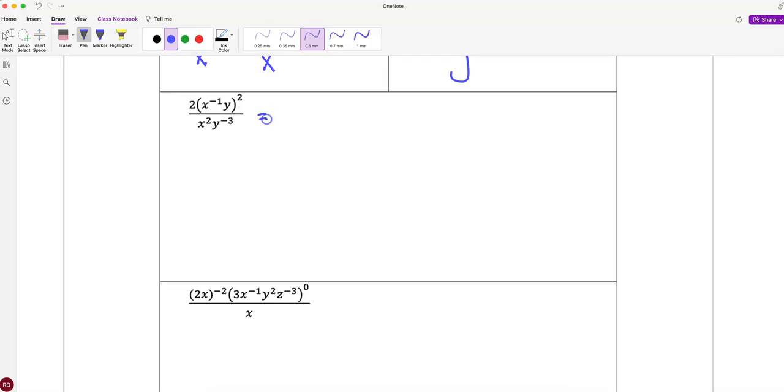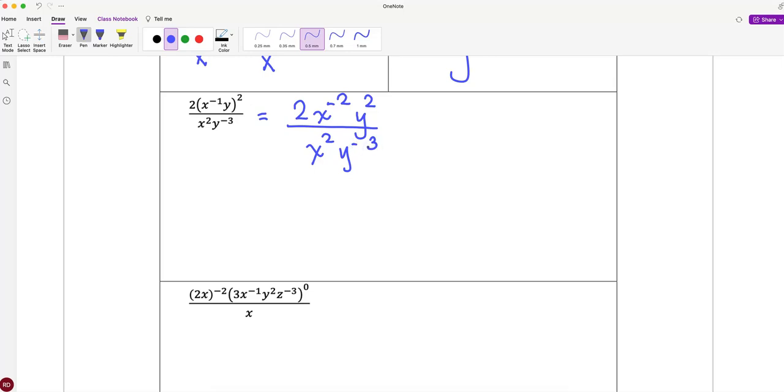Let's just see, okay, I've got all of this in the numerator in that fraction that gets raised to the second power. So this is going to be 2x. When you multiply the negative 1 and 2, you get negative 2, and you get y squared. On the bottom, you've got x squared, y to the negative 3.